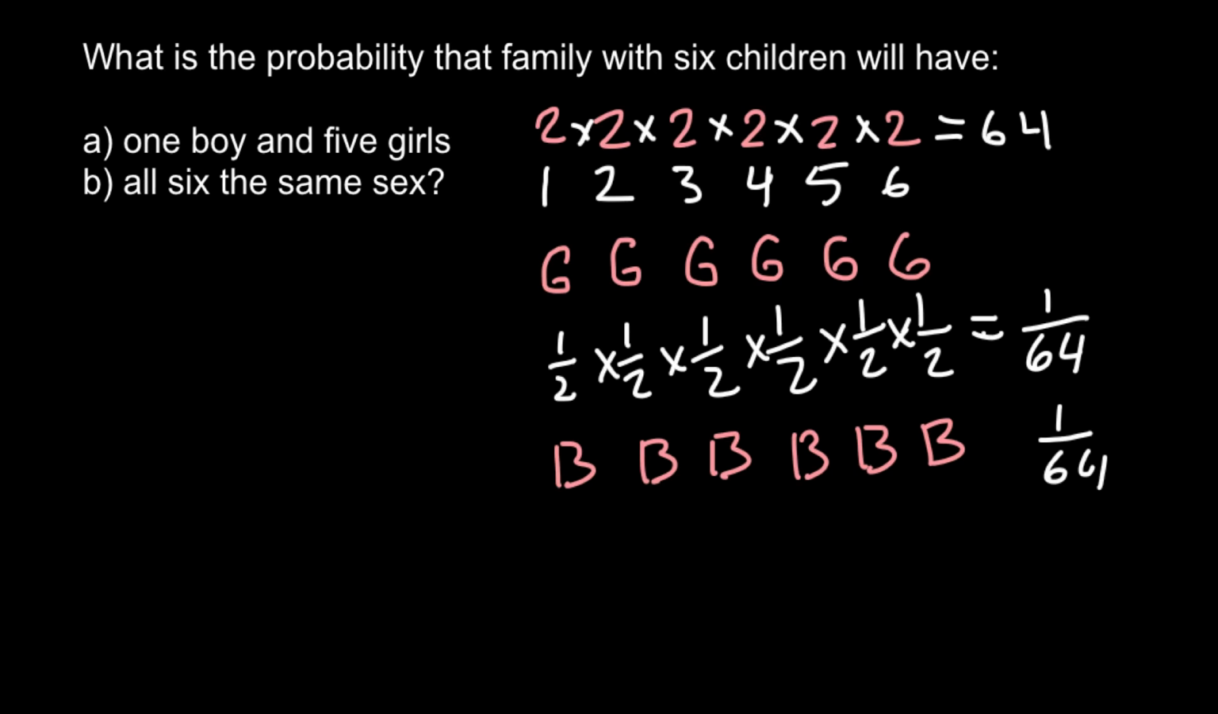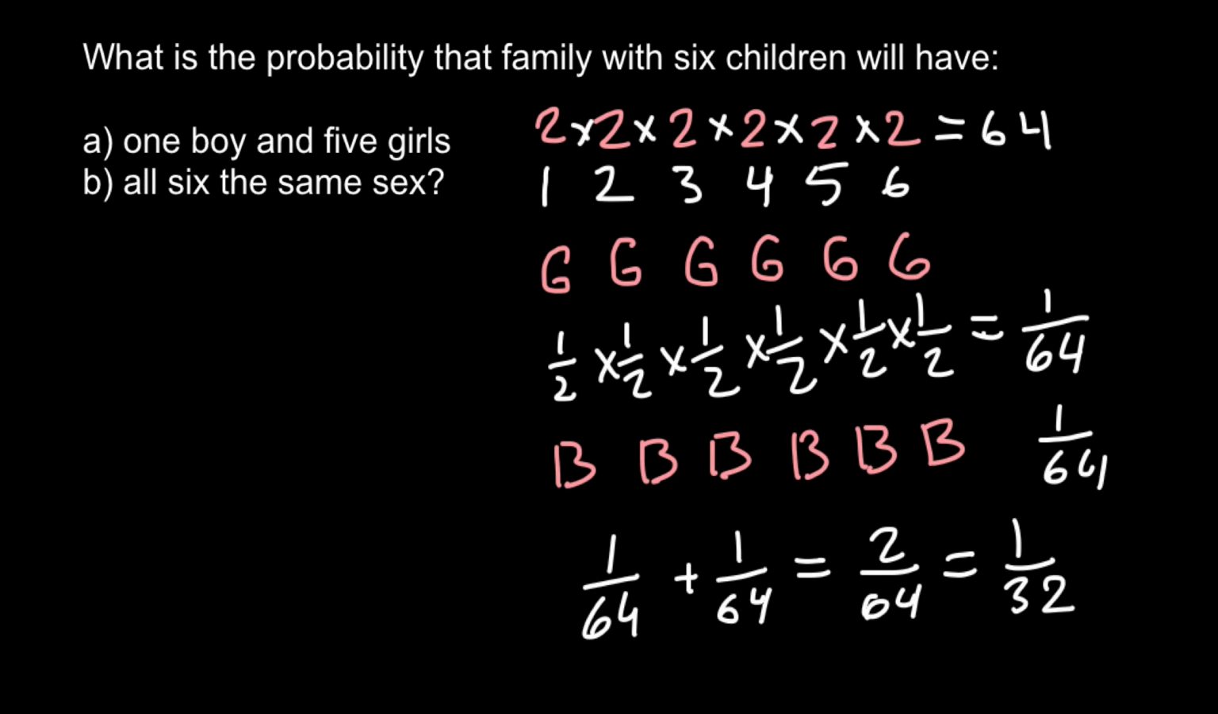When we can connect probabilities with the word "or", we have to use the sum rule. We have to add probabilities. We have to add 1/64 plus 1/64, and the answer would be 2 out of 64 or 1 out of 32. And this is going to be the answer to question B.